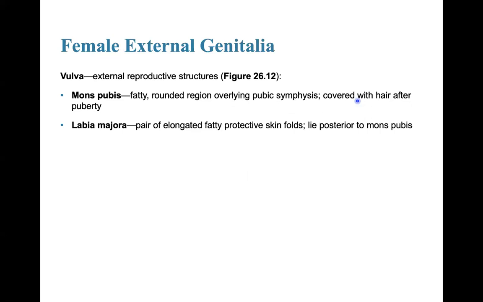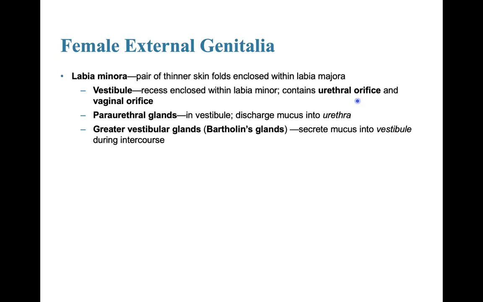The female external genitalia will include the vulva, which is the external reproductive structures. You have the mons pubis, which is a fatty, rounded region overlying the pubic symphysis, covered with hair after puberty. The labia majora is a pair of elongated, fatty, protective skin folds that lie posterior to the mons pubis. The labia minora is a pair of thinner skin folds enclosed within the labia majora.